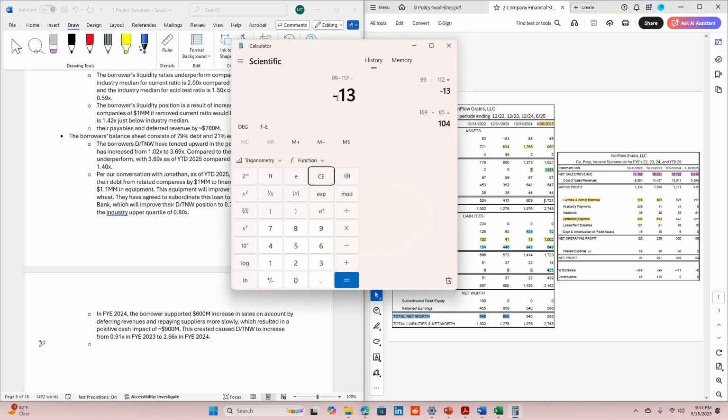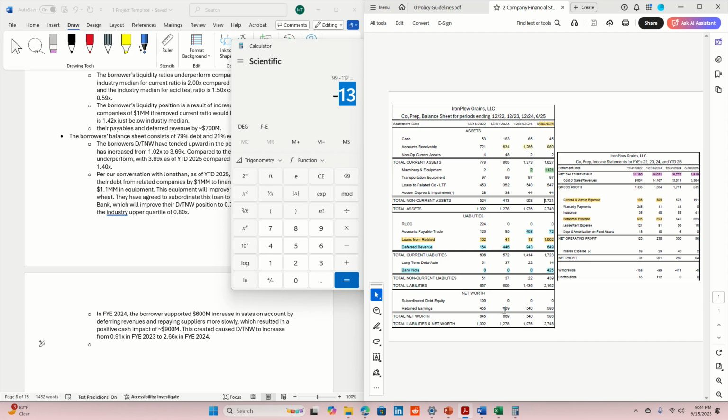Okay, and then they did an injection of 13K this year, but it looks like retained earnings still went down. Retained earnings decreased. Why? Why did they decrease? That's odd. Oh, I'm tripping. I'm wrong. Yeah, that's between these two years. Retained earnings decreased between these two years. All right.